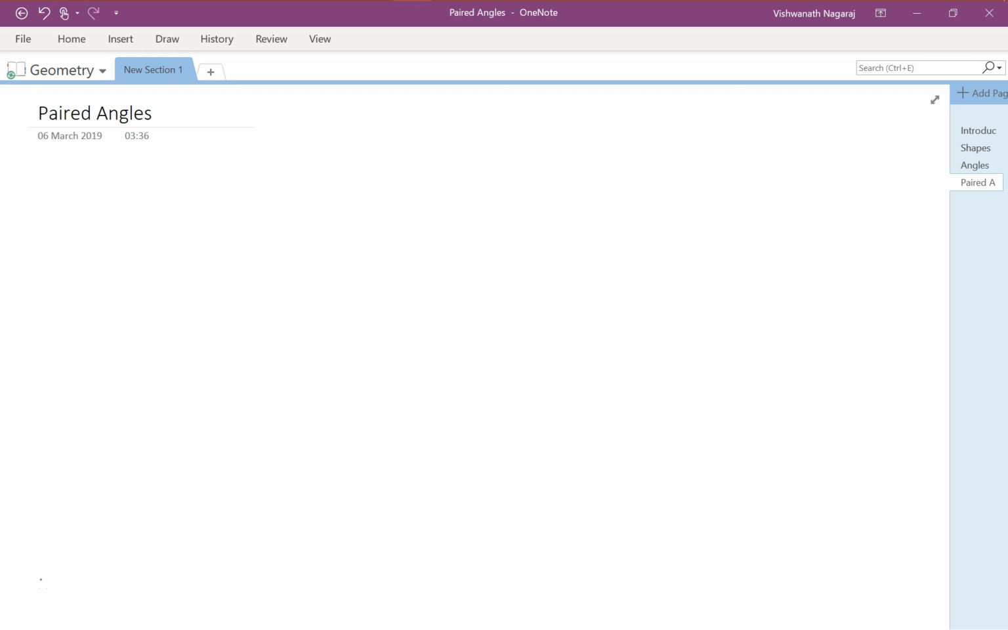We have looked at some aspects of angles. Now let's look at specifically paired angles. There are different names given to different paired angles. So let's look at them one by one.